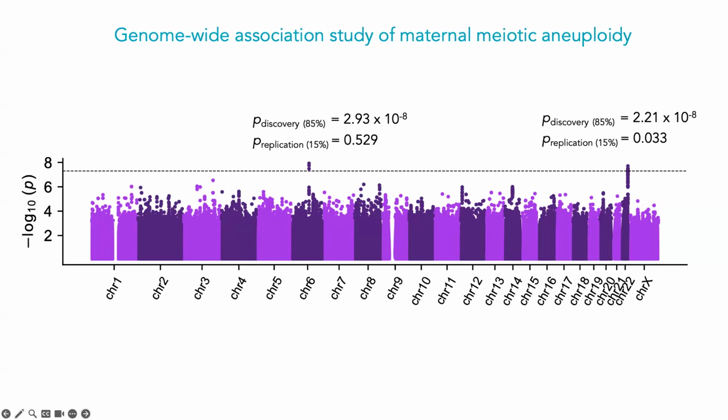It also is falling within a large kind of gene desert, and so it's more difficult to interpret. So while we can't rule out that this is something potentially real that we might want to follow up, I'm going to focus mostly on this second association on chromosome 22. That association replicates in this smaller held out replication set.